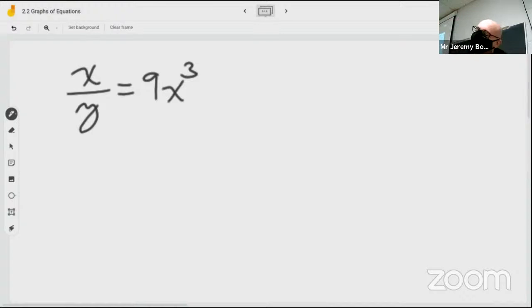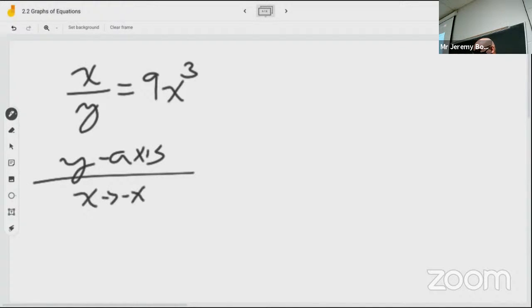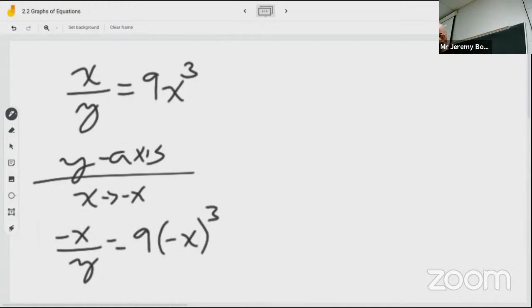So notice we have a rational part in this one too, but it's x over y. And just like the last one, actually the last one domain was freely open, but this one y can't be 0, right? So that's something we got to think about. But we're going to do the same thing. We want to test for the y-axis. We're going to replace x with negative x. So we're going to have negative x over y equal to 9 times negative x to the third.